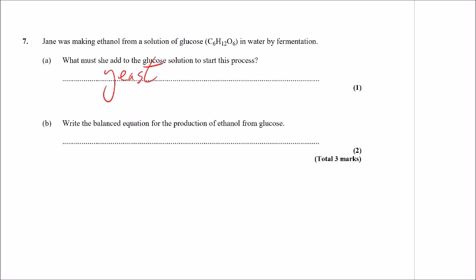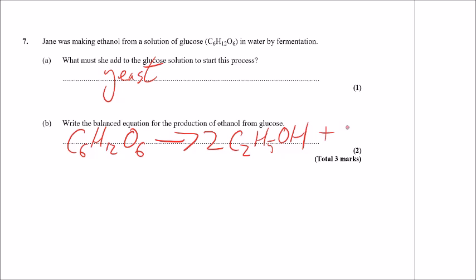And then a balanced chemical equation, we're looking for C6H12O6. This is our glucose, and it's going to form 2C2H5OH. This is the ethanol, plus CO2, and we're going to have 2 CO2s as well. We could also, for the ethanol, accept C2H6O.